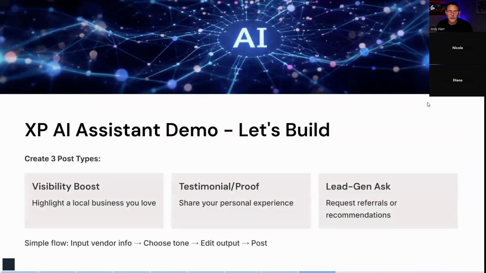So we want to go through and do a demo of this, and we're going to allow the agent, our AI tool, to do the heavy lifting here. And I want to show you how we're going to build it. We're going to create 3 different types of posts. We're going to do a visibility post, a testimonial or proof post, and then a straight up lead gen ask, requesting referrals or recommendations.